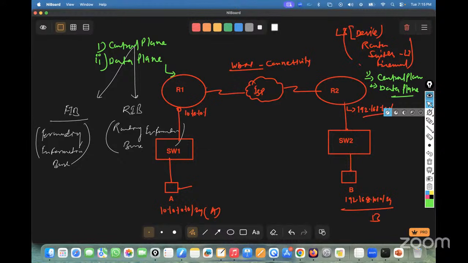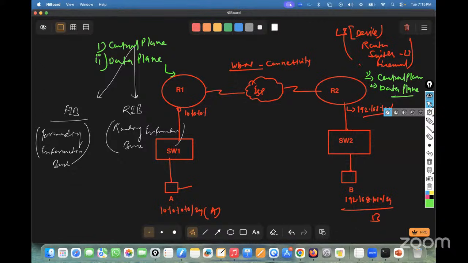Okay, so let me explain. No problem. RIB is basically your routing information base. That's the actual collection of all possible routes. Whatever possible routes you have, they are going to be under the routing information base, the RIB table. Everything is going to be under the RIB table.